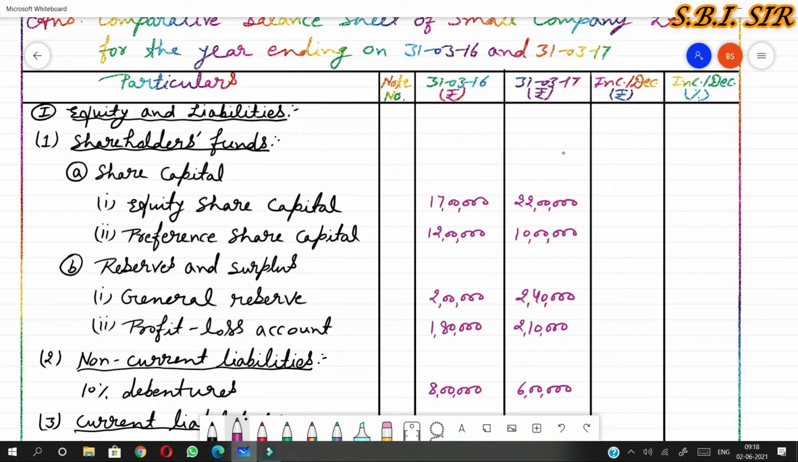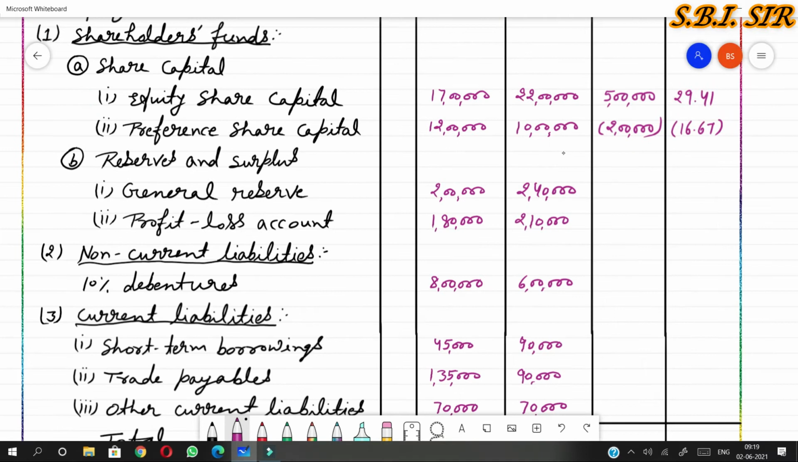22 lakh minus 17 lakh, we will get 5 lakh. 5 lakh divided by 17 lakh multiply by 100, we will get 29.41 percentage. Then in preference share capital there is a decrease. 10 lakh minus 12 lakh, we will get minus 2 lakh. 2 lakh divided by 12 lakh multiply by 100, then we will get 16.67 percentage. Then in general reserve there is an increase.